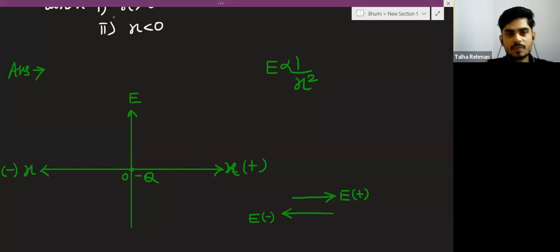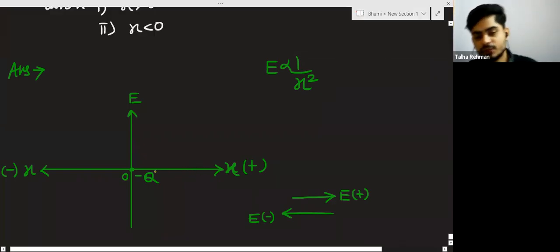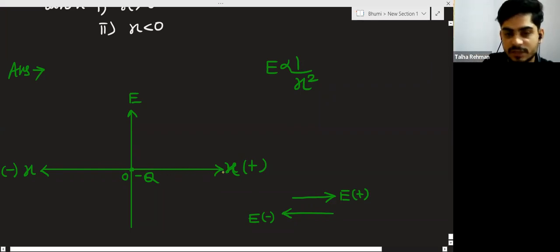So when you are drawing the graph for X greater than 0, meaning you are going in this direction, you have to check the value of electric field. This is the electric field axis. Electric field is negative.